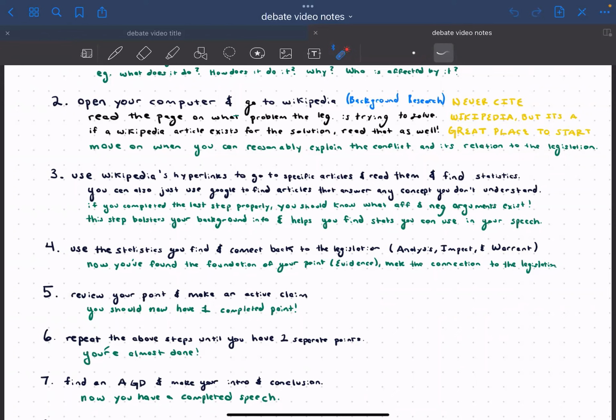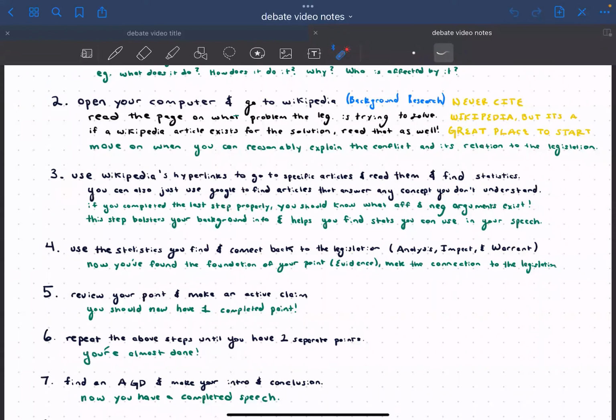I think this is a really good idea, especially when you're starting off and don't know much about a topic, to use the Wikipedia hyperlinks to find these statistics. Also, you can use Google to just find articles that answer any concept you didn't understand. Again, we really want to focus on background information first, because the more that you develop your foundational background understanding of all of these topics, the easier speech writing will be in the future, because you already know what you're going to talk about. If you completed the last step properly, you should know what the AF and neg arguments generally are.